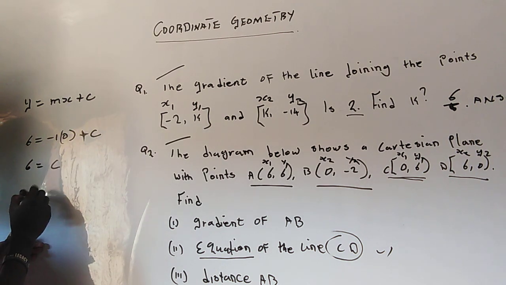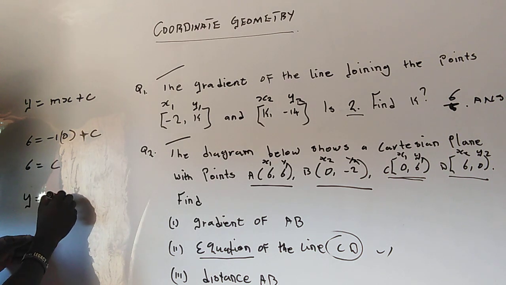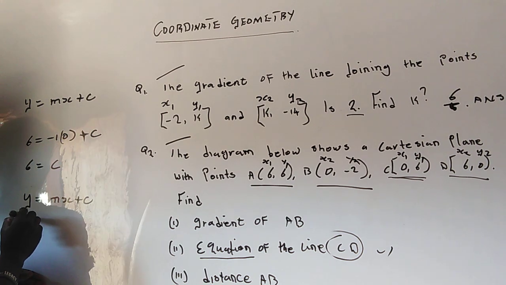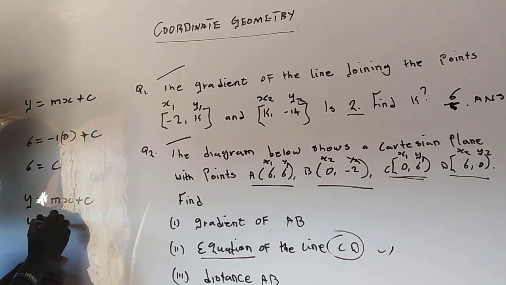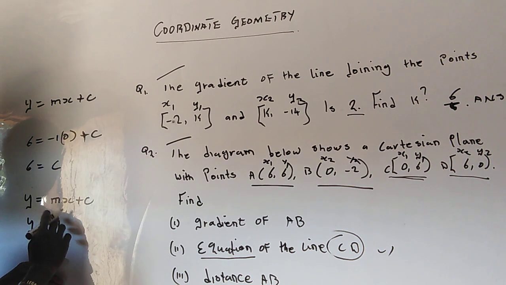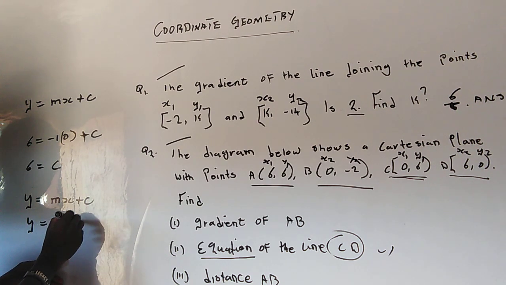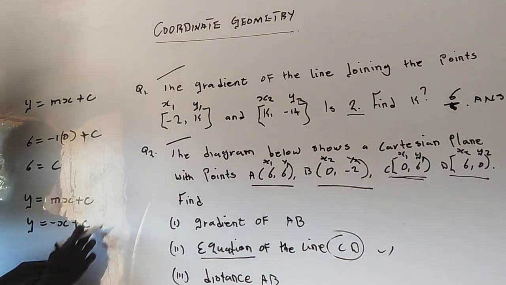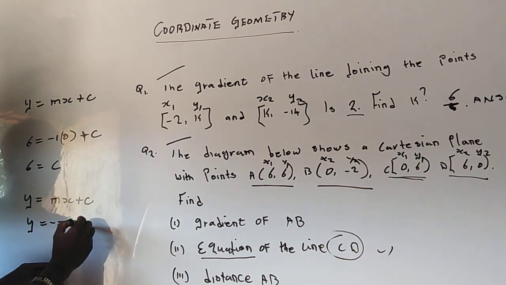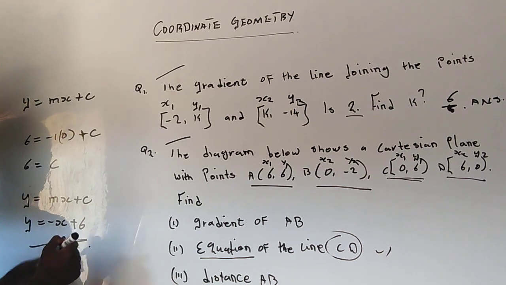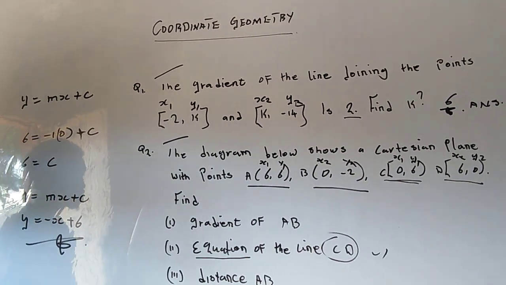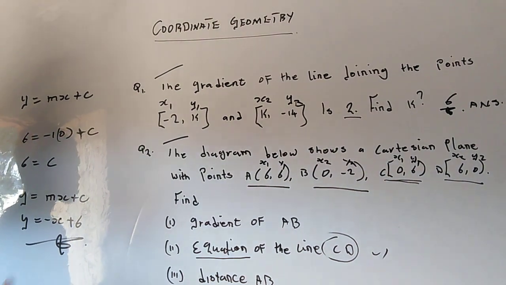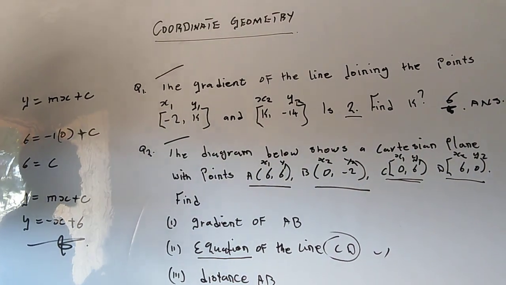Then we conclude: y is equal to mx plus c. My m was negative 1, so negative x, plus c, and since c is equal to 6, I'm going to say 6. So this is the equation of the line CD, as simple as this. If there are questions, you can put them in the comment box.